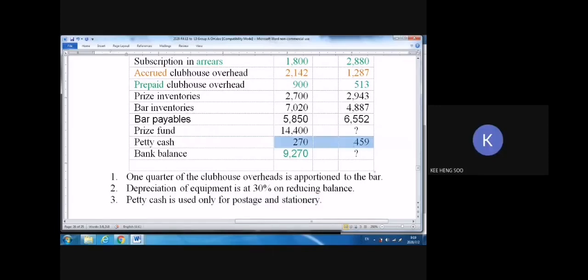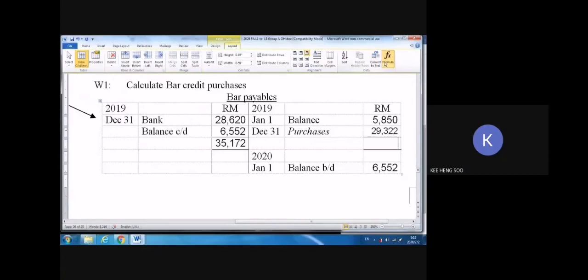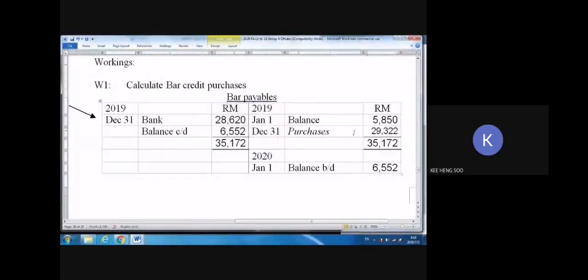700 and 300, 400. But now, because you put money into the petty cash, so now, this question, you can get this answer already. So, this is your purchases. You add the figure in. This one is called balancing figure. I always highlight in yellow color, this is called balancing figure. 29322.